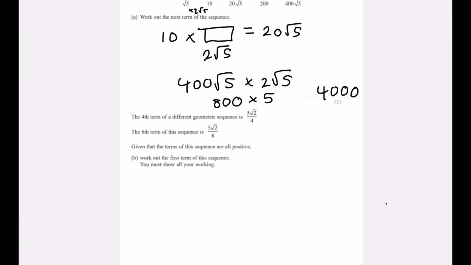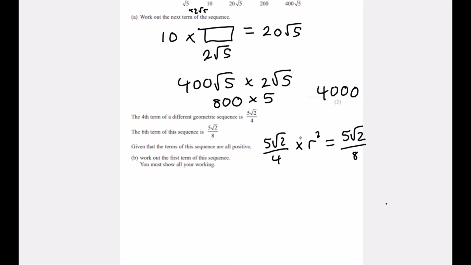The fourth term of a different geometric sequence is 5 root 2 over 4. The sixth term is 5 root 2 over 8. Given that the terms of the sequence are all positive, work out the first term. So what's the common ratio this time? So 5 root 2 over 4 times something and times by that same something again. So times something squared is 5 root 2 over 8.